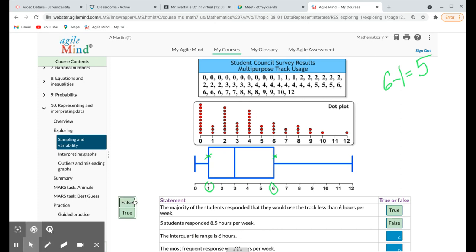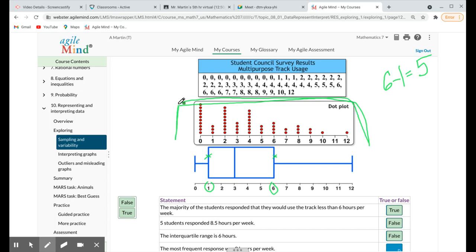False. It is false. And finally, it says the most frequent response was 0 hours per week. What do you think, Erica? Is that true or false? If you're looking at the dot plot right here, Erica, which response was picked the most? What number has the most dots on it? What do you think, Erica?